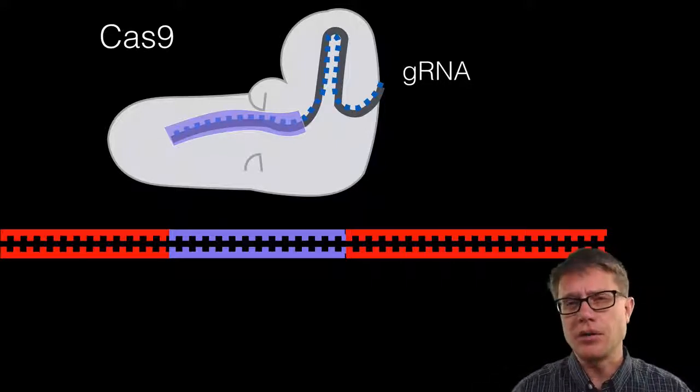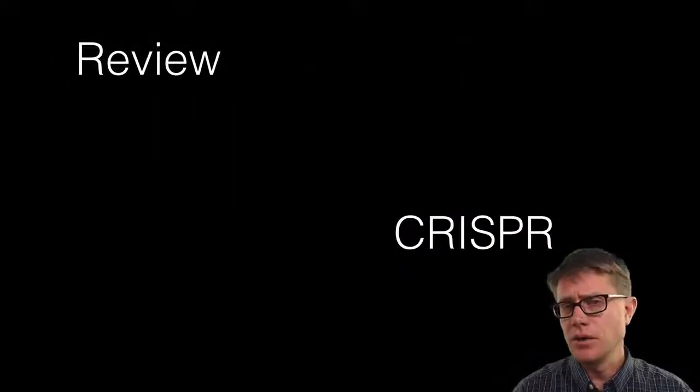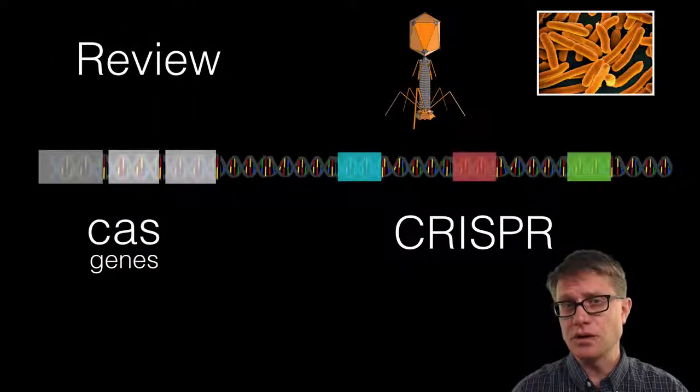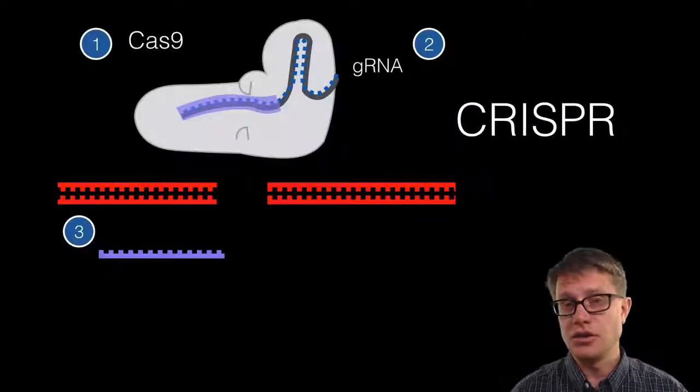But more importantly, I hope you know what a CRISPR system is. In review, a CRISPR system is an immune system that was identified in bacteria and then modified in humans.